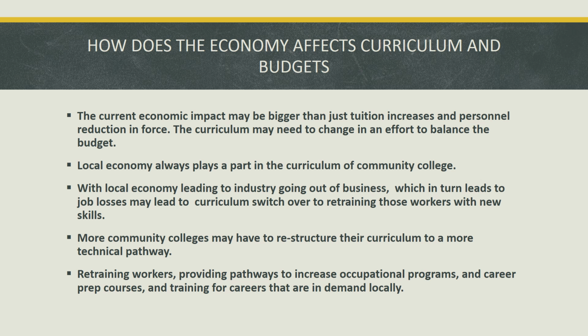More community colleges may have to restructure their curriculum to more technical pathways. There are several different ideas that community colleges may need to think about: retraining those workers, providing pathways to increase occupational programs, career prep courses, and training for careers that are in demand locally. What does your local area need? What type of workers do they need? And you may have to go for training for those careers just to help the people in your local area be successful.